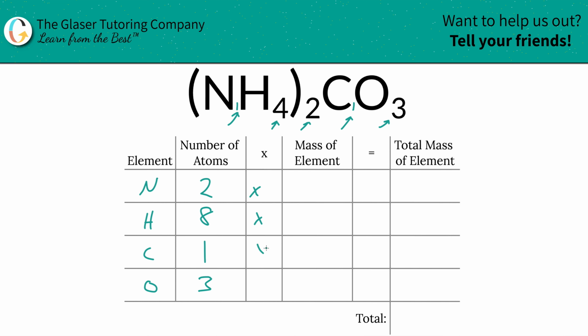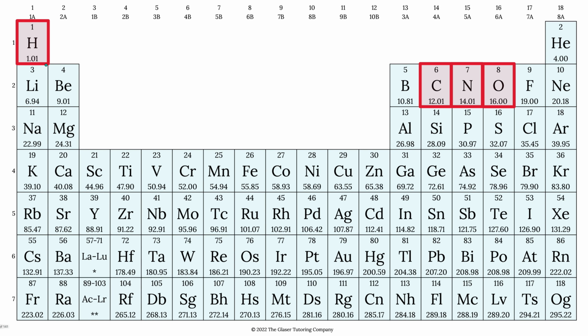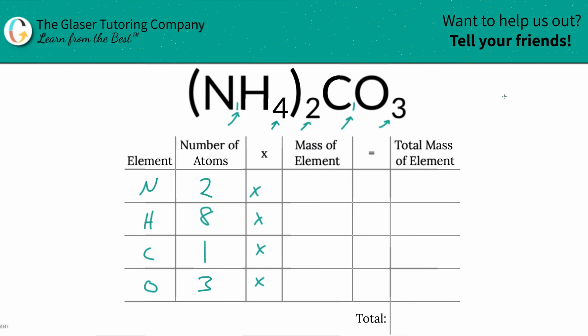Then we're simply going to take those numbers of atoms and multiply by the mass of each element. That's where the periodic table comes into play. So hydrogen's mass is 1.01, carbon is 12.01, nitrogen is 14.01, and oxygen is 16. So those are the masses we're going to write down. So 14.01 for nitrogen, hydrogen was 1.01, carbon was 12.01, and oxygen was 16. Okay, there we go.